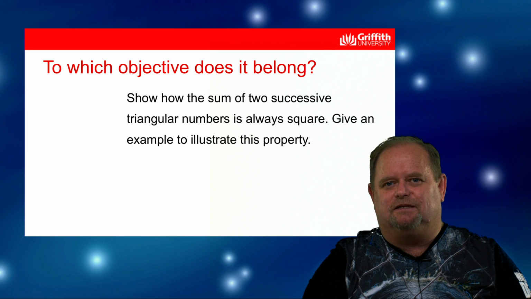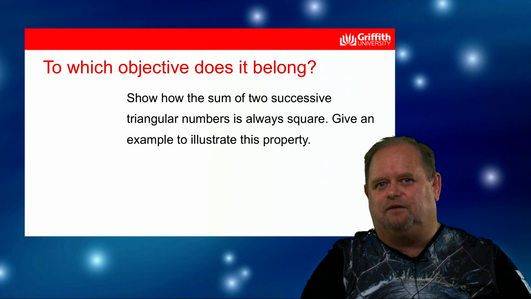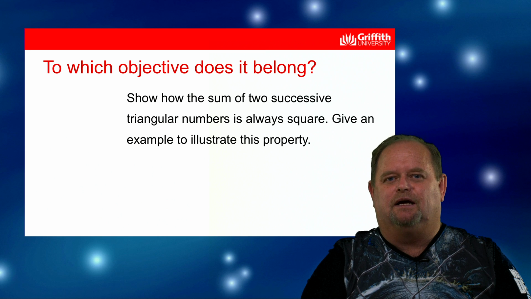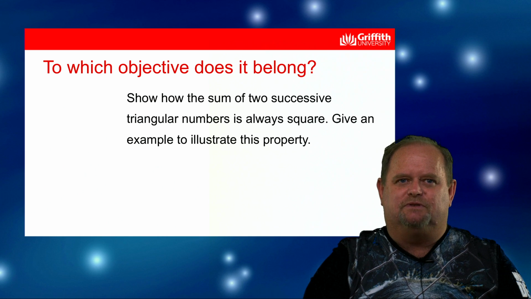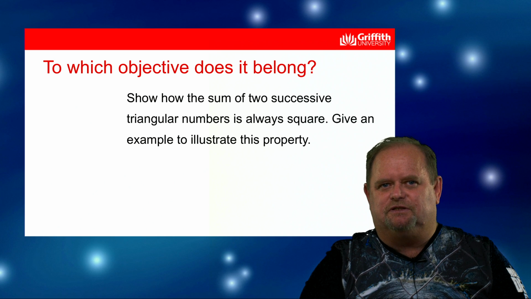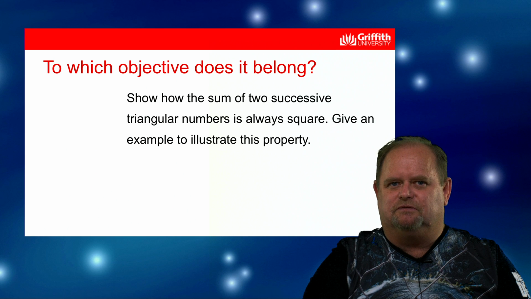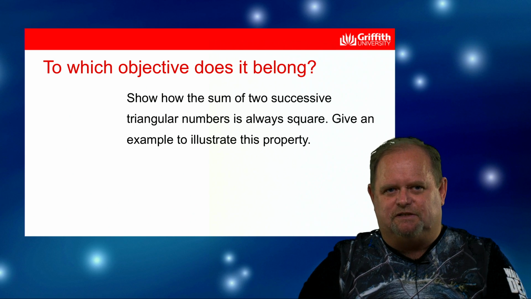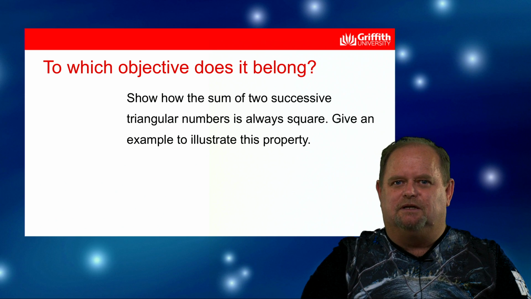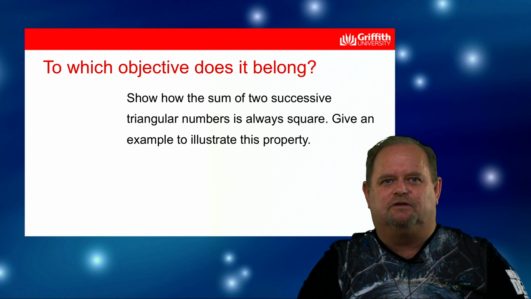So here's an example of where we're not sure. The question before, and what about this one here? To which objectives does this belong, CAPS or MAPS? Show how the sum of two successive triangular numbers is always square. Give an example to illustrate this property. And I think telling them there to give an example to illustrate the property then implies the students aren't to use just examples to show that it's true.